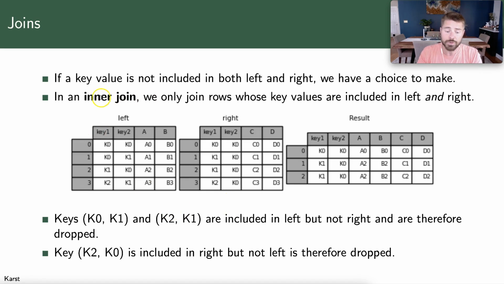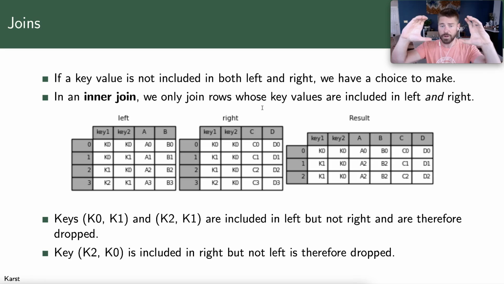In an inner join, which is the one we've been doing so far, we only keep rows where the key appears both in left and right. If you think about a Venn diagram of the keys that are in left and the keys that are in right, the inner join is the intersection of that key space. So this is why we call it inner. It's like the inner part of the Venn diagram. So only the keys that were shared between the two.